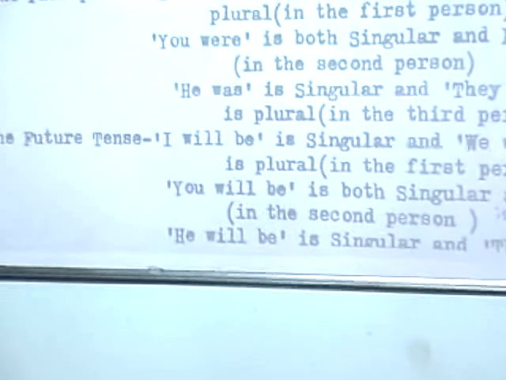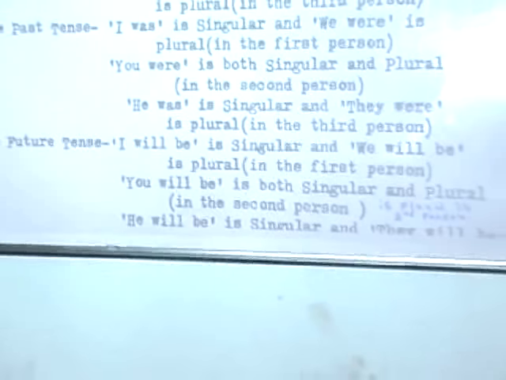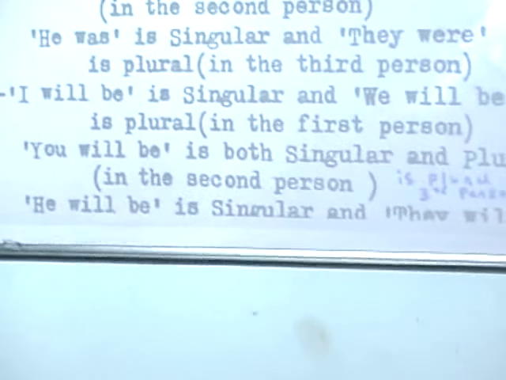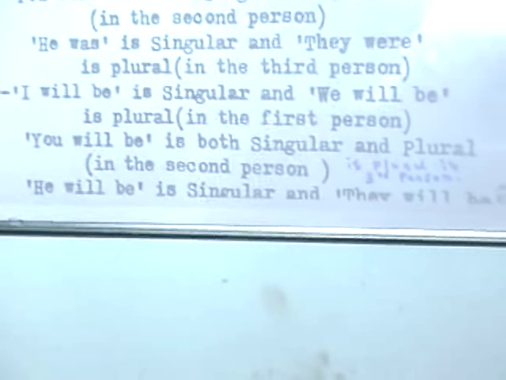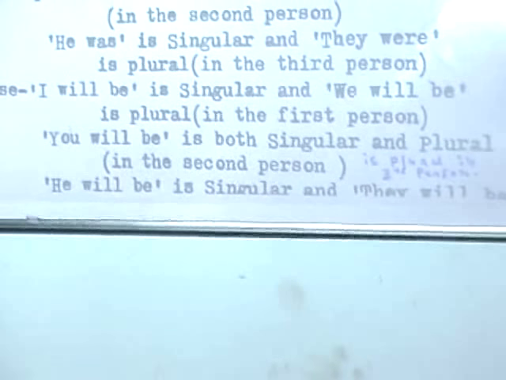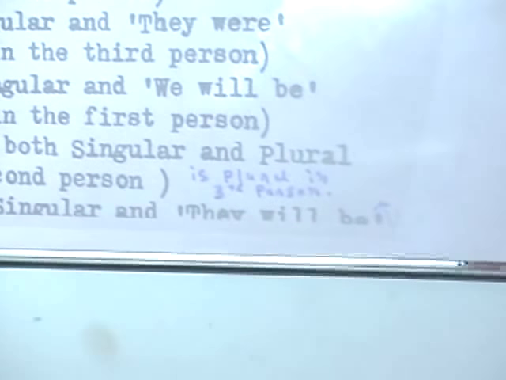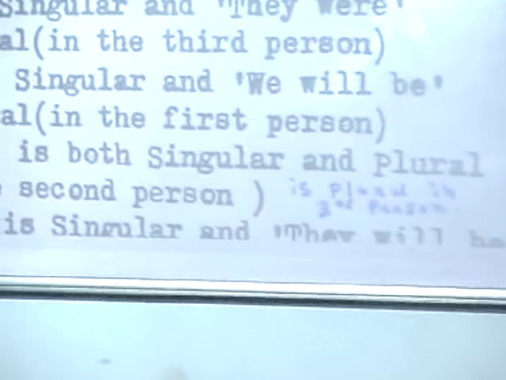I will be is singular and we will be is plural in the first person. You will be is both singular and plural in the second person. He will be is singular and they will be is plural in the third person.